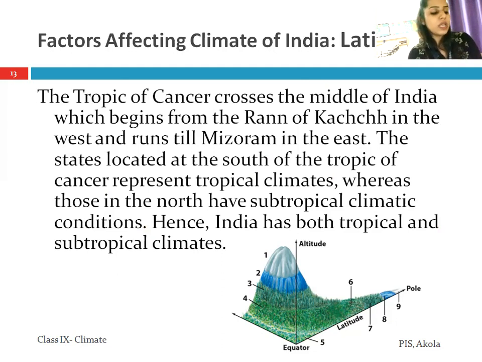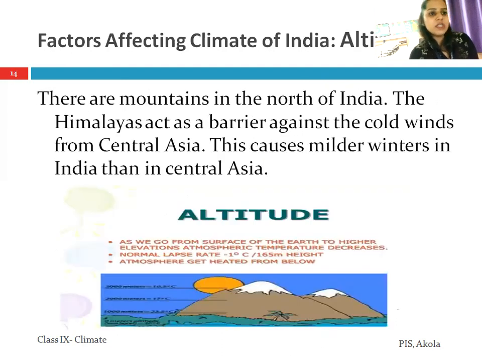It is very, very important for you to note that India is not just experiencing tropical climate. India experiences both type of climate, that is tropical as well as the subtropical climate. So this was all about the first factor affecting the climate of India. Moving ahead with the next, that is altitude.